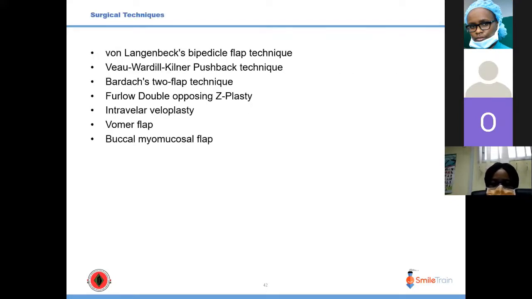The surgical techniques. There are very many surgical techniques with various modifications. We have the von Langenbeck's technique, the Veau-Wardill-Kilner pushback technique, Bardach's two-flap technique, the double opposing Z-plasty, intravelar veloplasty, use of the Vomer flap, and the buccal myomucosal flap. I'll take them one by one.